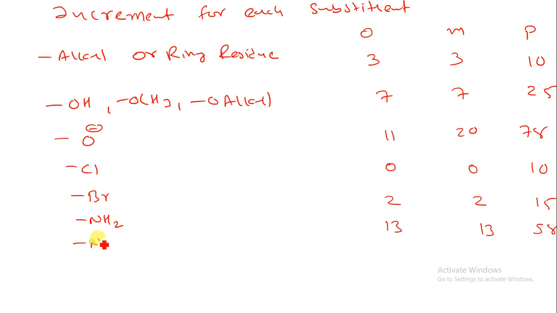For NHCOCH3, for ortho and meta we add 20 nanometer. For para we add 45 nanometer. Next we have NHCH3, or if we have NCH3 twice.